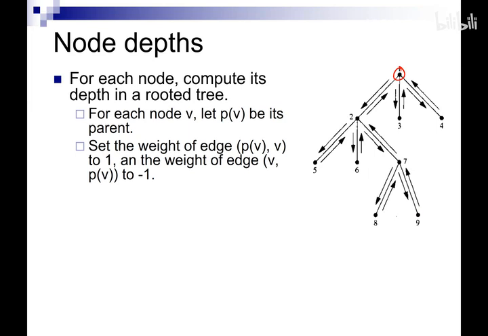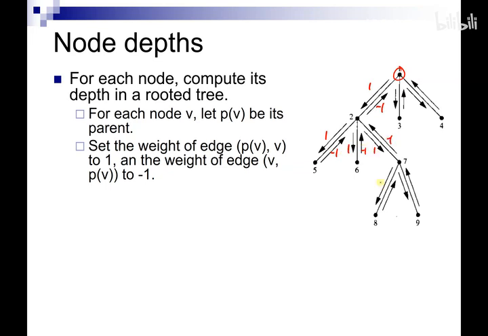Okay, so what we're going to do is first of all use the previous rooting algorithm in order to root this tree, so that every node knows its parent. For each node v, let p of v be the parent of v. And next, we're again going to put some weight on these edges. We're going to set the weight of an edge going from the parent to the child to be 1, and we're also going to set the weight of the edge from the child to the parent to be -1. We're going to do this for every edge.